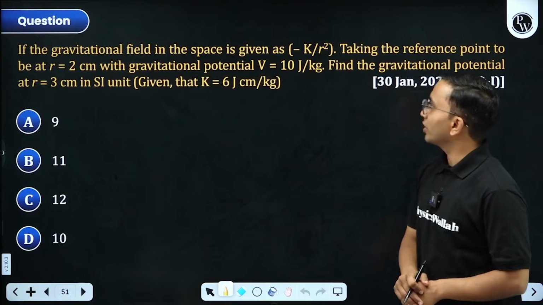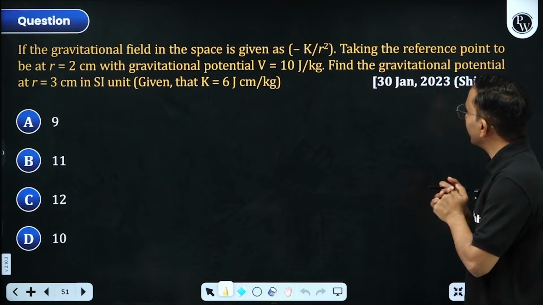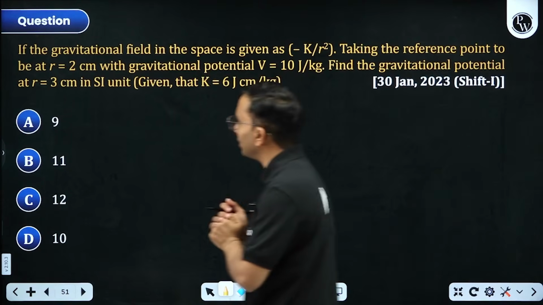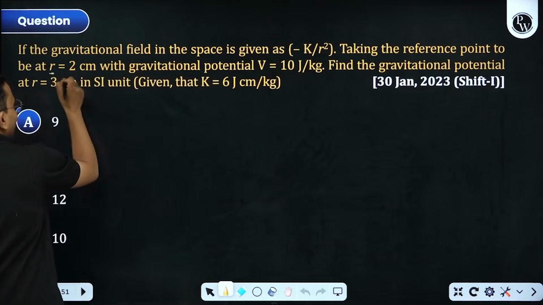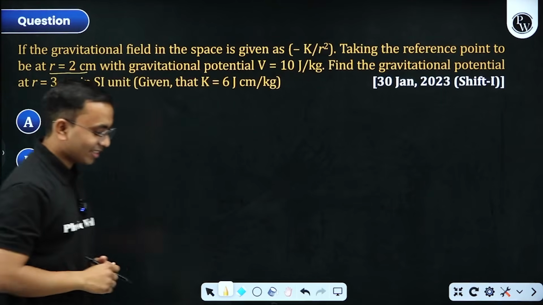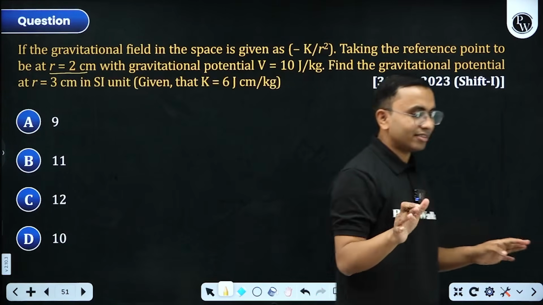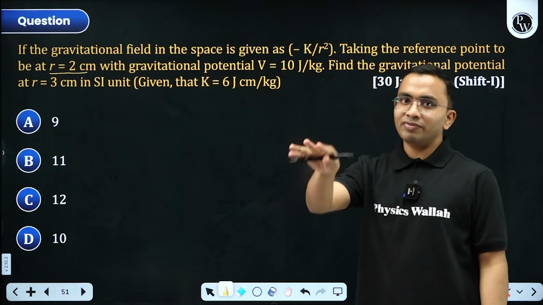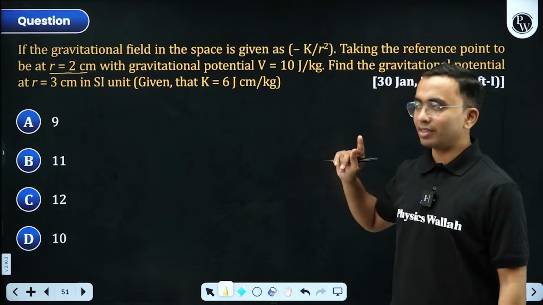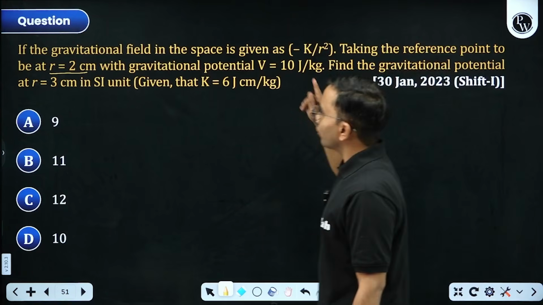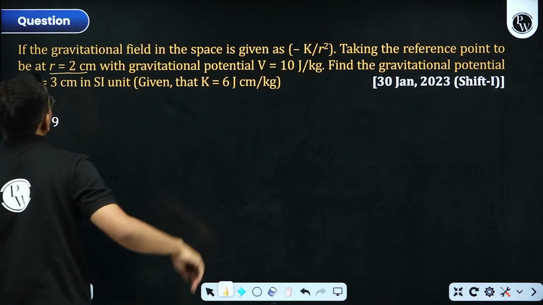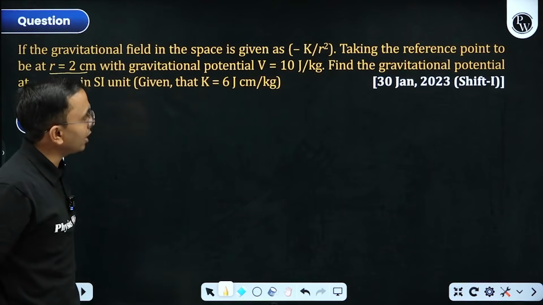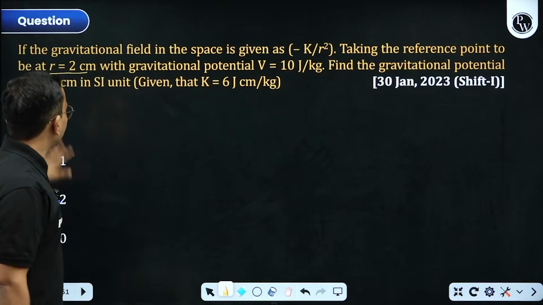If the gravitational field in the space is given like this, taking the reference point to be at 2 centimeter. Now here reference is changed. I was saying generally it is not done and it will not be done, but in some questions if it is saying that we change the reference, then you need to consider the reference there. But also they are not considering it to be 0 here. Yeah, reference is at this and there they mentioned the potential to be 10. The gravitational potential at R is equals to 3 in SI unit.